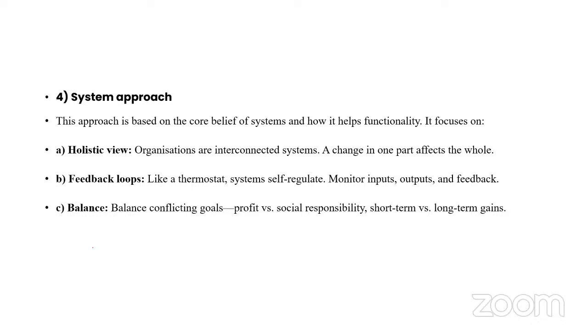Then balance. See, goals could be conflicting. An organization could have conflicting goals, but all these conflicting goals should be balanced. Short-term goals should be balanced with the long-term goals. Sometimes, short-term goals might contradict the long-term goals. But how to balance these two? That is also a huge challenge that the organization has. Some organizations have profitability as a motto. Organizations also have social responsibility as a motto. How to balance these two? That is also a major challenge for the organizations.